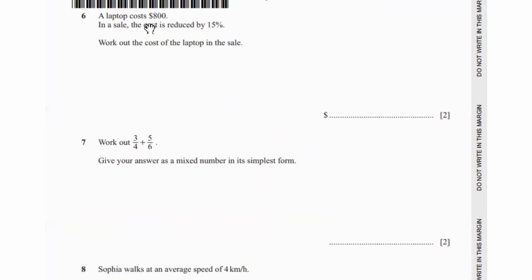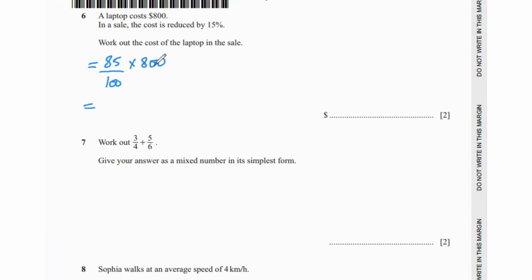Then it says a laptop costs $800. In a sale, the cost is reduced by 15%. Work out the cost of the laptop in the sale. So if the cost is reduced by 15%, that means that we're paying 85%. So we do 85 over 100 times 800.